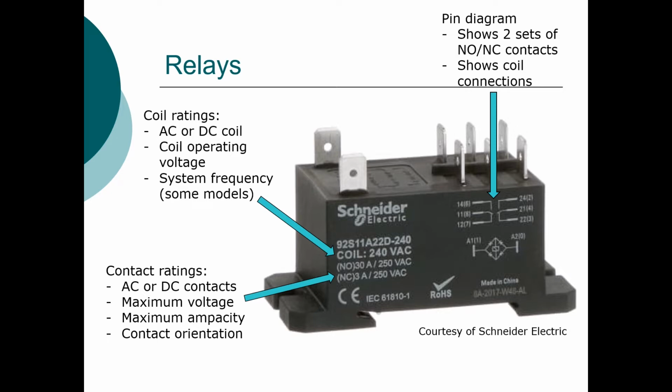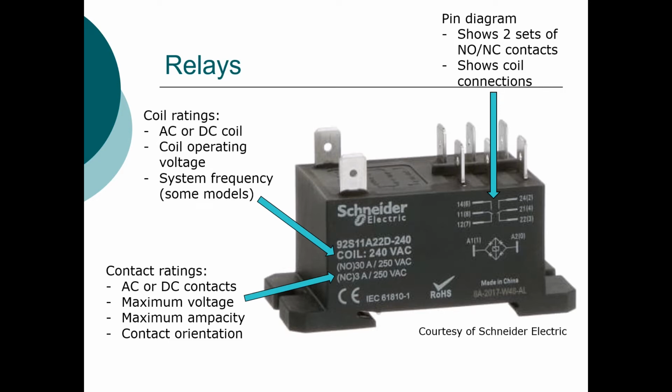Some models will also have the system frequency, so whether or not it's meant to work on a 50 Hz or 60 Hz system. We'll also find all the ratings for my contacts. The contact ratings are going to be for my voltage, whether or not it's AC or DC, and also for the maximum ampacity those contacts are rated to operate at. It's also going to give me my contact orientation, being either normally open or normally closed.